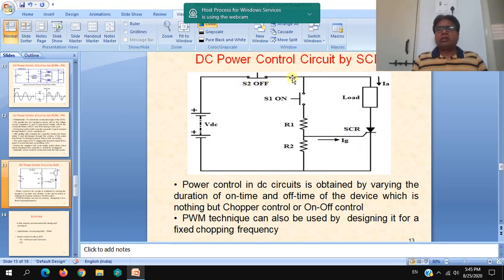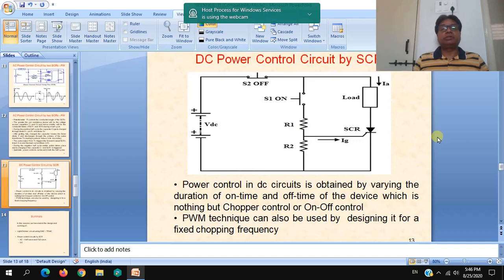It turns on, load current flows. So the turn-on time or conduction time of current through the load can be controlled by this main switch, which is normally closed. Just push it or open it, and it will be turned off. So if this switch is closed for a higher duration, turn-on time will be more and more power will be delivered to the load. If this is closed for less time, power delivered to the load will be less. That is how the DC power control circuit by SCRs operates to control the power delivered to the load.